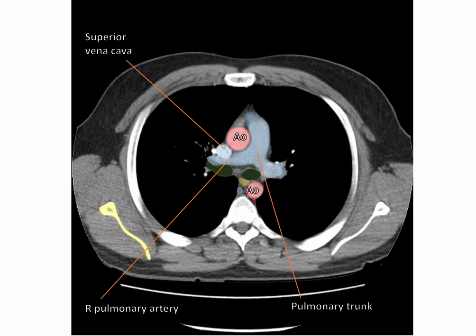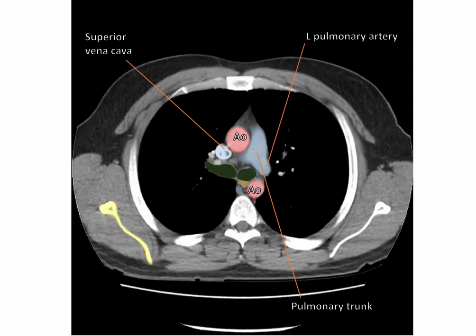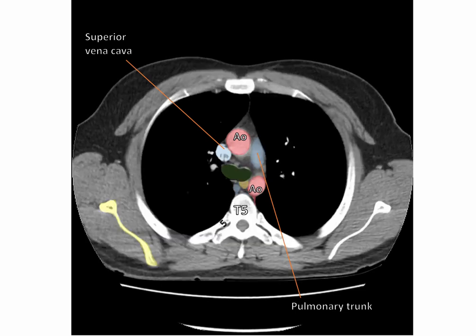Now at this level, which we call the main pulmonary artery level, we can see the left pulmonary artery. We can also see the left and right main bronchi, which are highlighted in green. These are coming closer to the midline and will unite at the carina to form the trachea, which is approximately at T4 to T5 vertebral level. This is what we call the level of the aortopulmonary window.